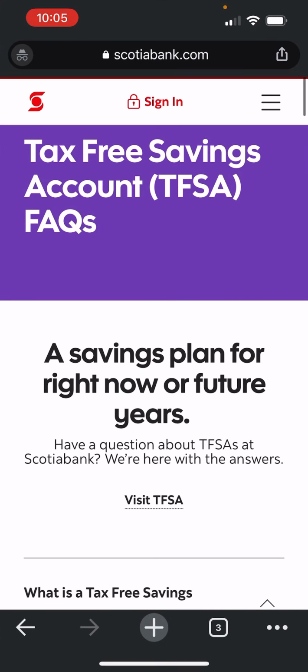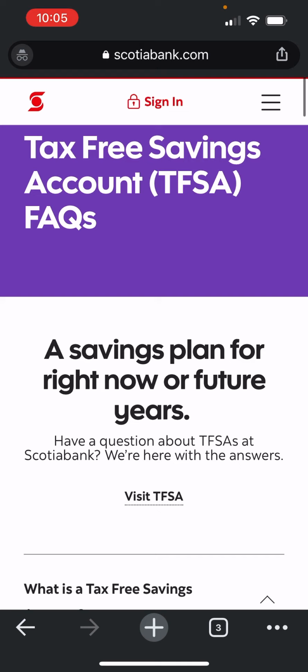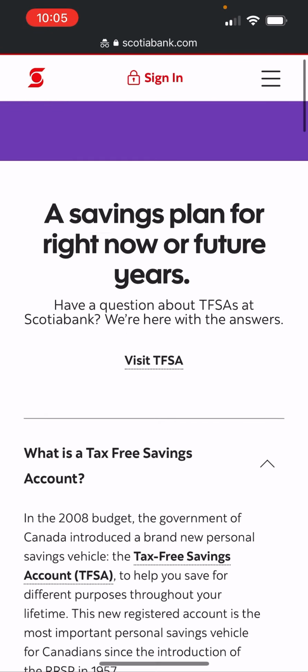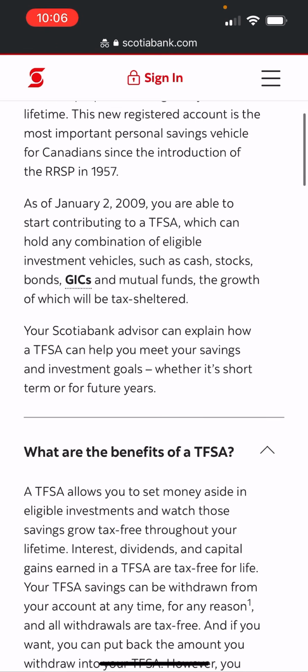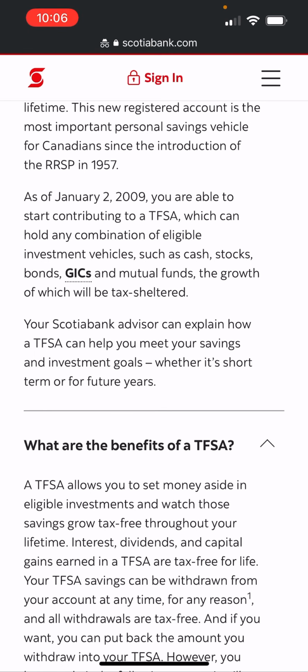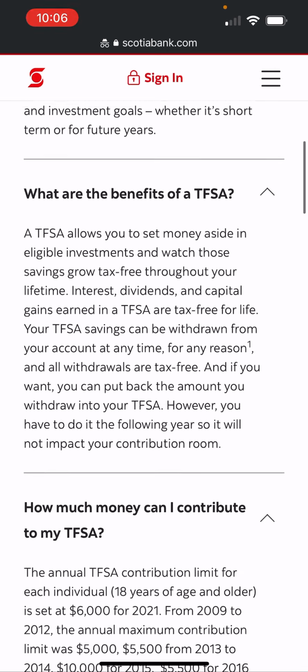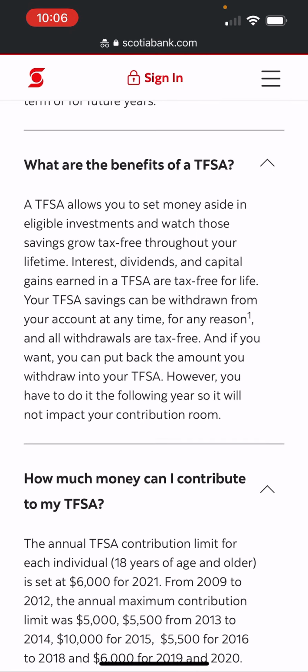So the tax-free savings account, it's called a savings account. It isn't meant for savings. It's a little misleading. If we scroll down, we can see this account was started in 2009, and you can hold any combination of eligible investments in this account, such as cash, stocks, bonds, GICs, mutual funds, and it is a registered account, meaning that you get some specific tax benefits with this account.